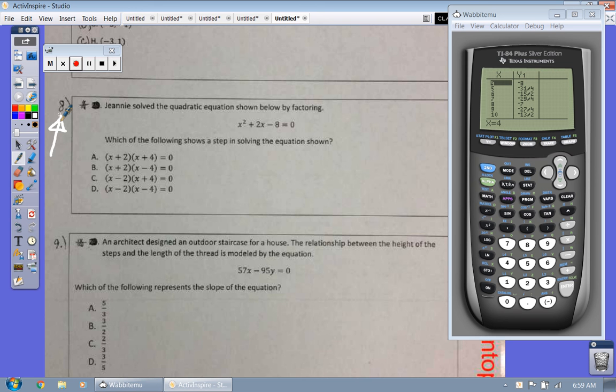Okay, we're looking at 8. Jeannie solved the quadratic equation shown below. So she solved this by factoring. We're actually going to use the calculator here. Which of the following shows a step in solving the equations? In fact, they're asking you which answer choice over here is equivalent.